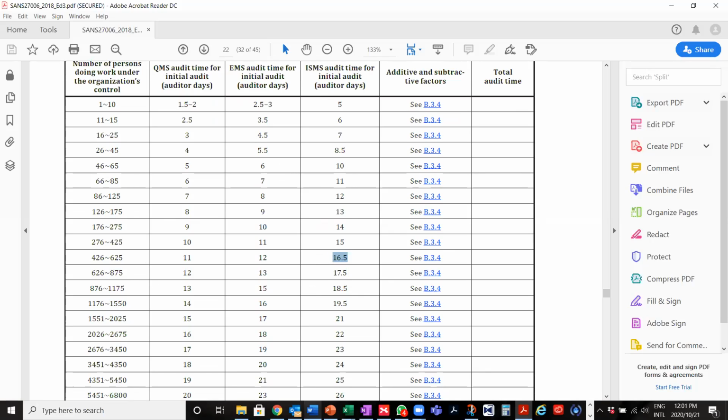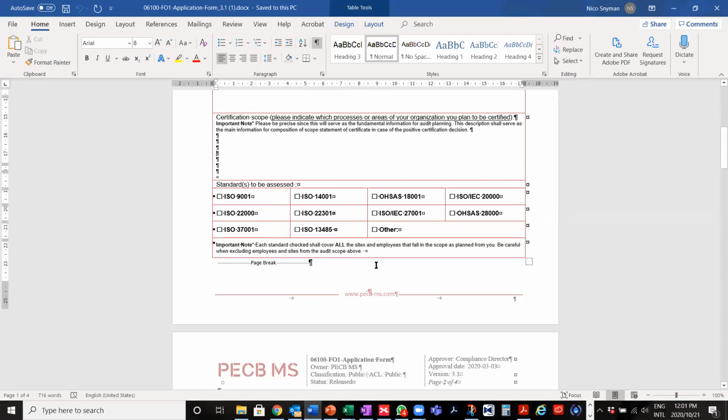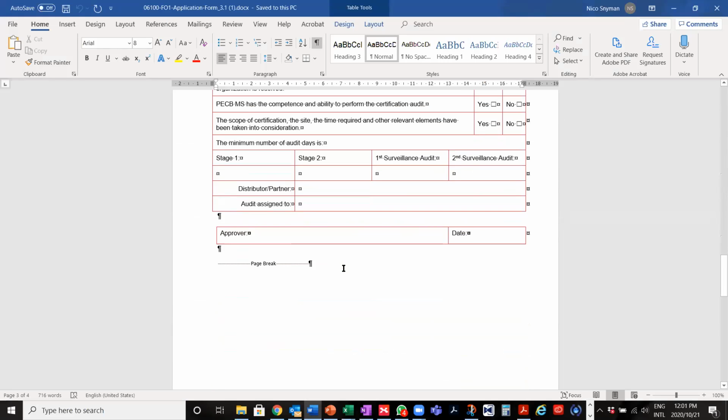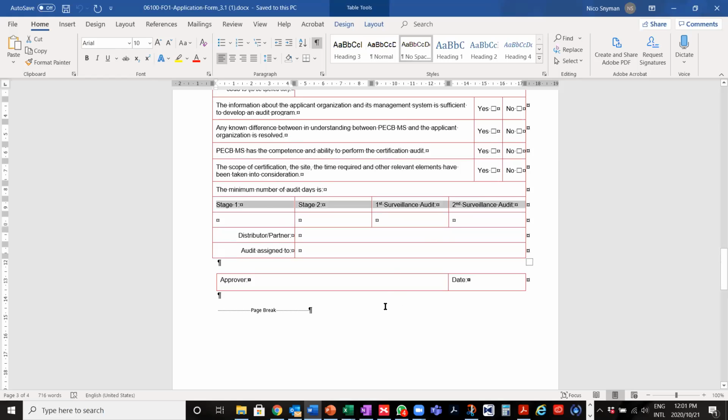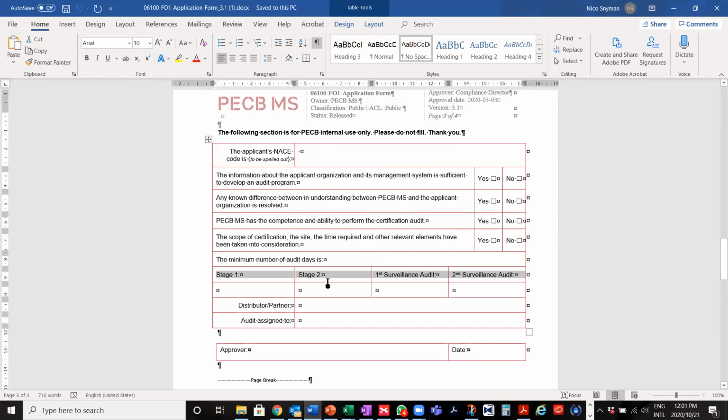Now, if you go back to that previous document that I was showing you, this one, then you will see here that the certification body will include the 16.5 days, and then 50% of that, 8.25, is going to be for stage 1, 8.25 is going to be for the surveillance audit, and 8.25 is going to be for your recertification, and there's your whole 3-year plan. Everything, you know exactly what you are in for. You know the costs, you know everything.